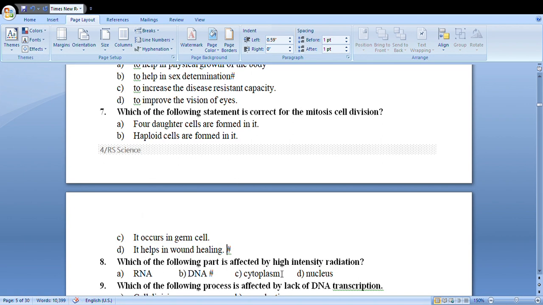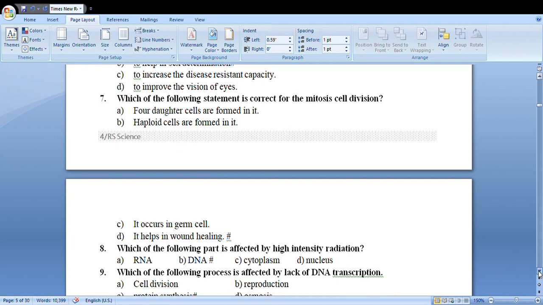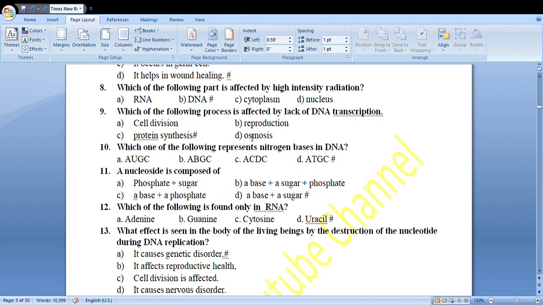Which of the following is affected by high intensity radiation? Obviously DNA is affected by high intensity radiation. Which of the following processes is affected by lack of DNA transcription? Lack of DNA transcription affects protein synthesis.